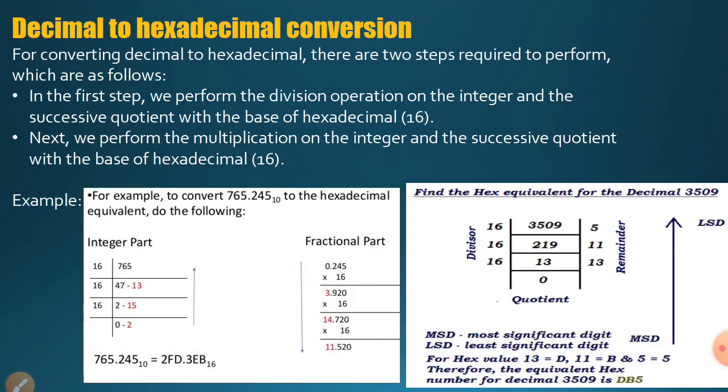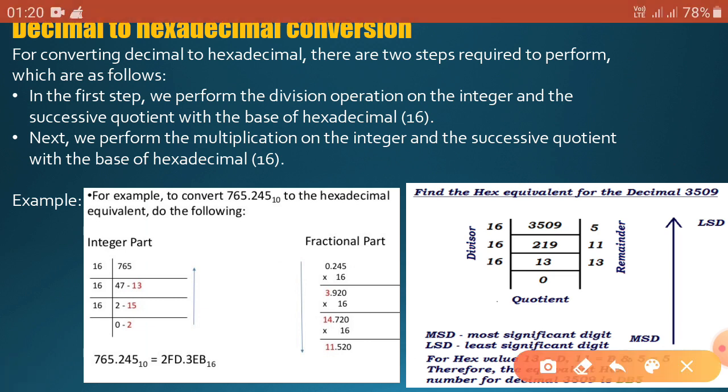Now in this part, we have to convert the decimal number system into the hexadecimal number system. For converting decimal to hexadecimal, there are 2 steps to perform. Number 1, we perform division operations on the integer and the successive quotient with the base of the hexadecimal. Next, we perform multiplication on the fraction with the base of the hexadecimal, 16. We are taking an example. Let us look at the example first.